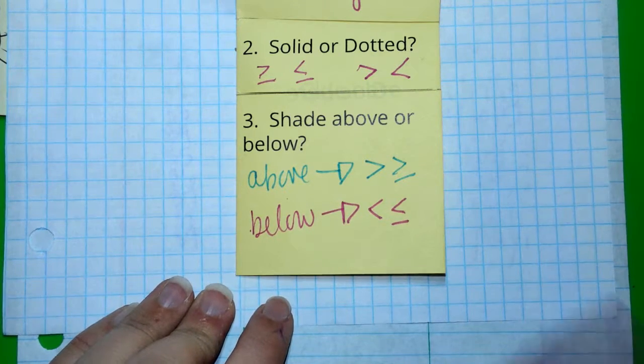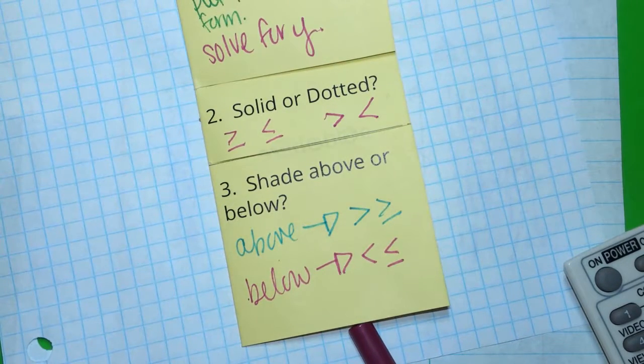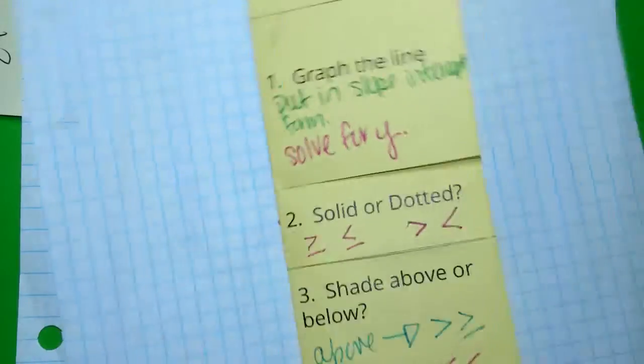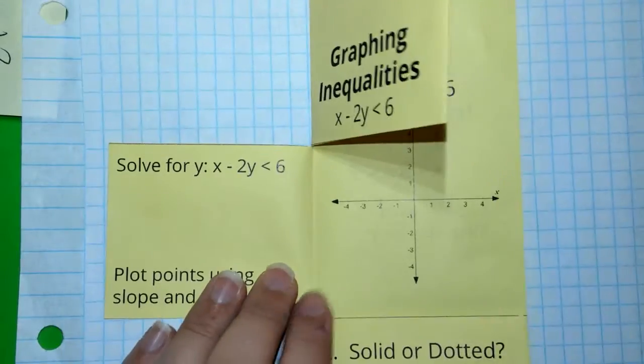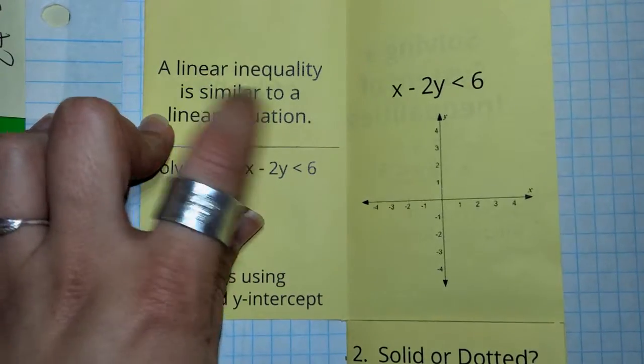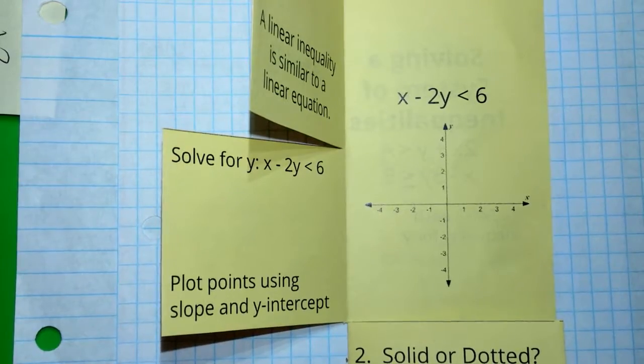So we are going to practice graphing a linear inequality. Alright, so please open this second flap right here, and the first flap. A linear inequality is similar to a linear equation, which means we graph them the same way, we just change up a few things.